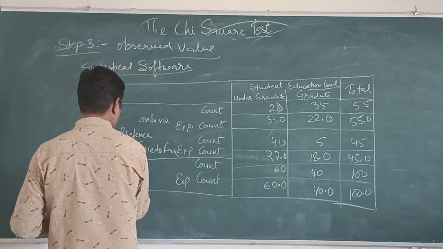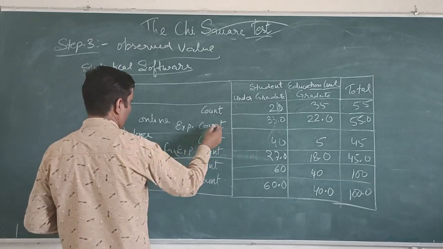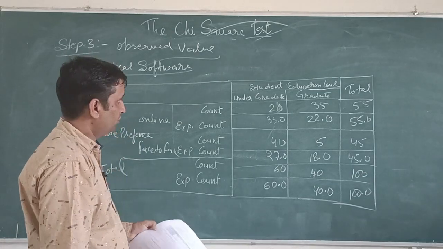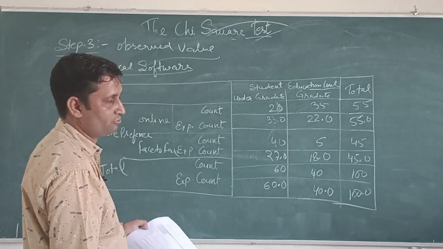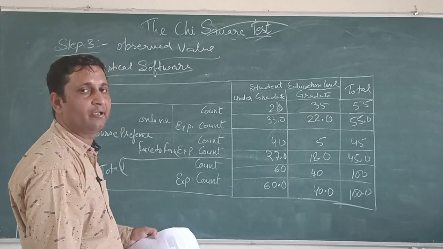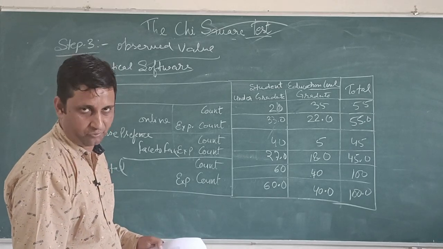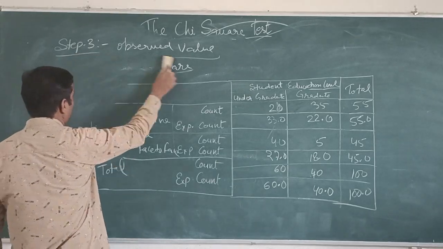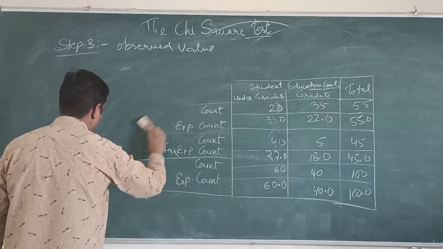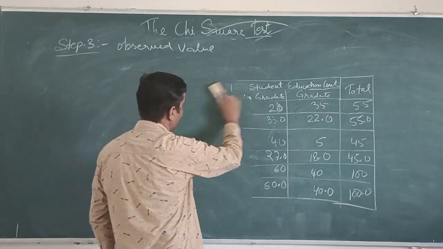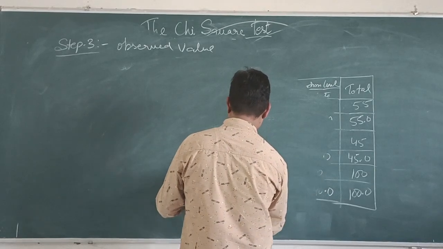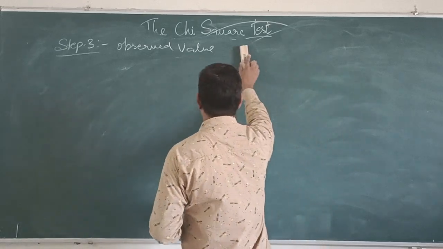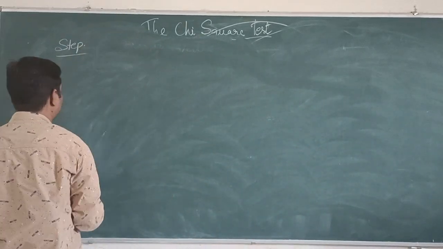These two are for total, these two are for face-to-face values, and these two are for online values. This is the basic statistical software table which we will find when we put these values in our software. Okay. Now we will go to the next step, number 4, which is called compute the test statistic.